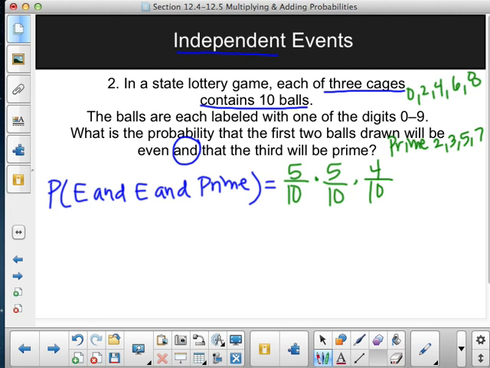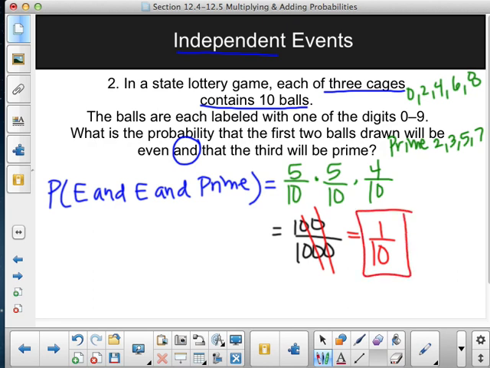So you could just go ahead and multiply these numerators across. I'd have 5 times 5 is 25, times 4 would give me 100, all over 10 times 10 times 10, which gives me 1,000. And if I were to simplify this, I have 1 over 10, and there would be my solution.